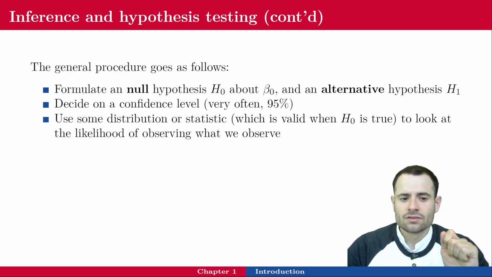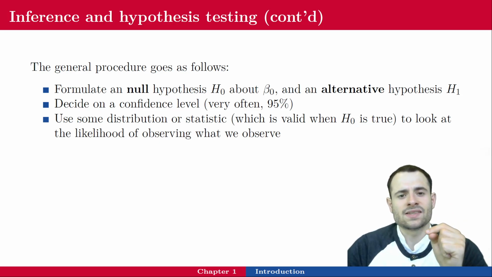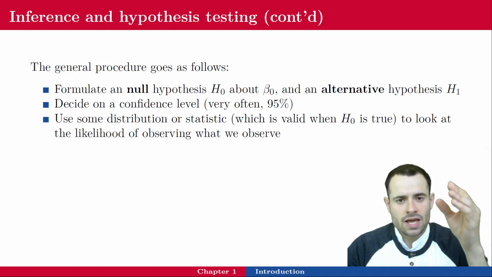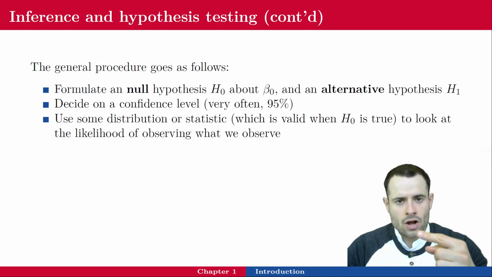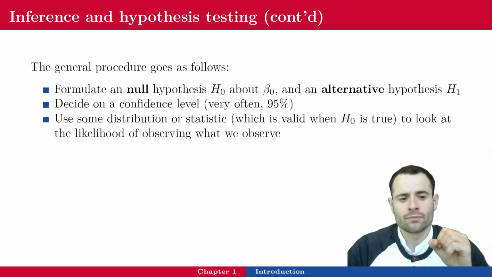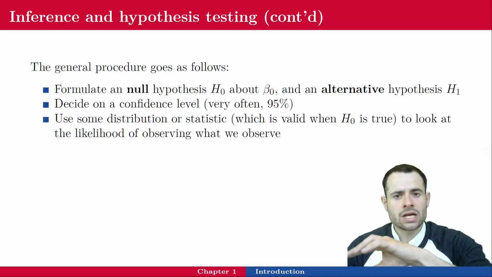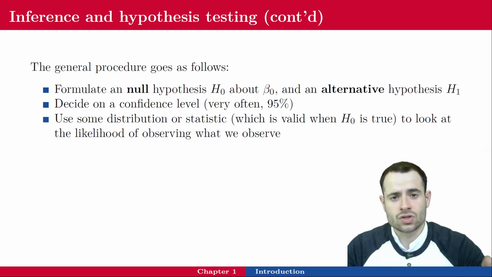Given this hypothesis, we will get a distribution or a statistic. You might remember the t-test. The t-test is valid under H0. If you remember, when you build your t-statistic, you replace beta 0 by whatever value is in your hypothesis. This is because the hypothesis says, if this is true, then the corresponding t-statistic should follow a certain distribution. So we look at the statistic and we look at where it falls in the distribution it is supposed to follow.